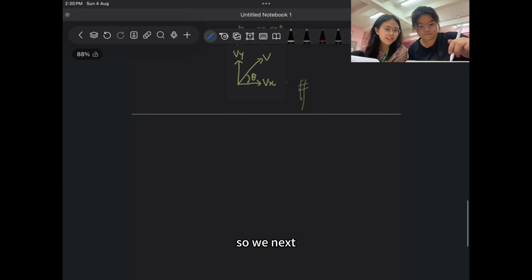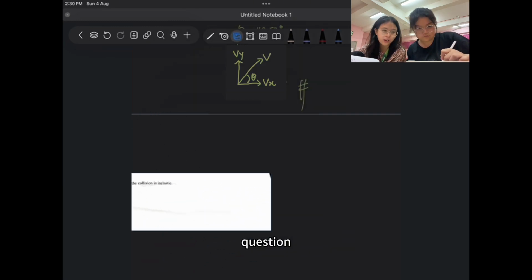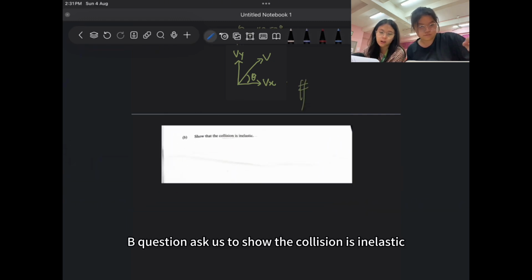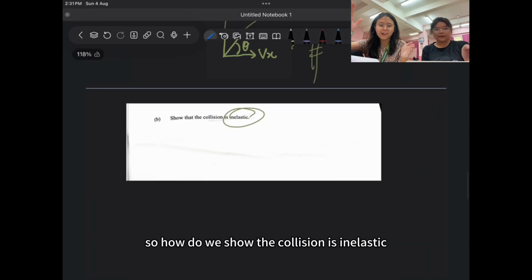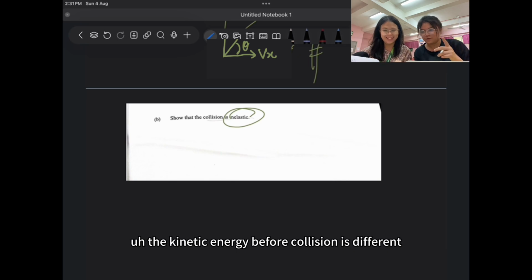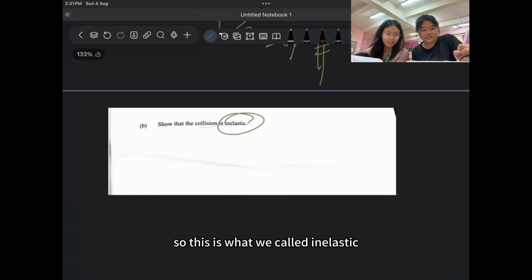Next, we'll move on to question B. The B question asks us to show the collision is inelastic. So how do we show the collision is inelastic? The kinetic energy before collision is different from the kinetic energy after collision. So this is what we call inelastic.